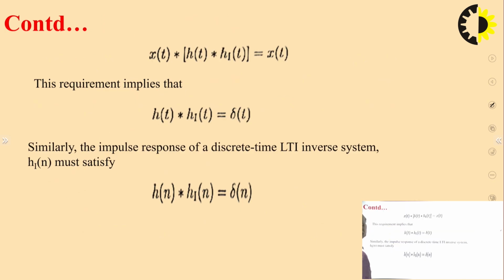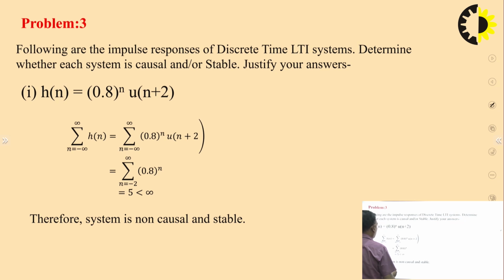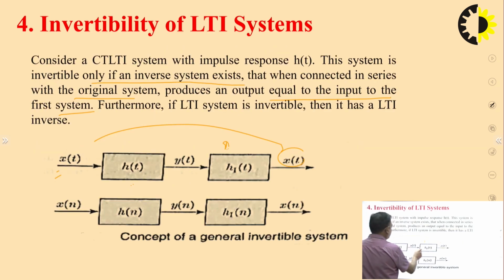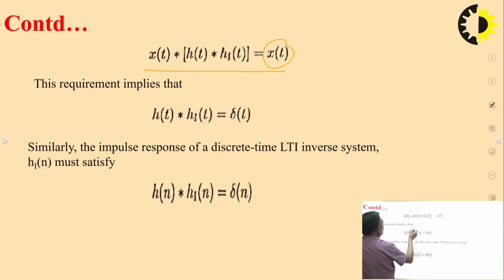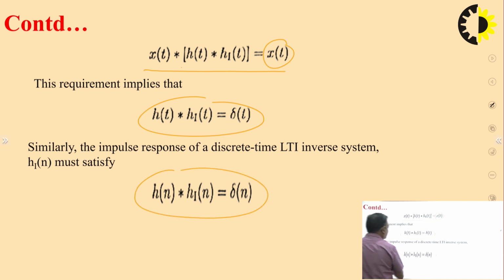For this condition to be implemented, if you see x(t) convolution h(t) convolution hi(t), this value should become x(t). This condition will only hold when h(t) convolution hi(t) equals delta(t). Similarly, for a discrete-time system, h[n] convolution hi[n] will be equal to delta[n].